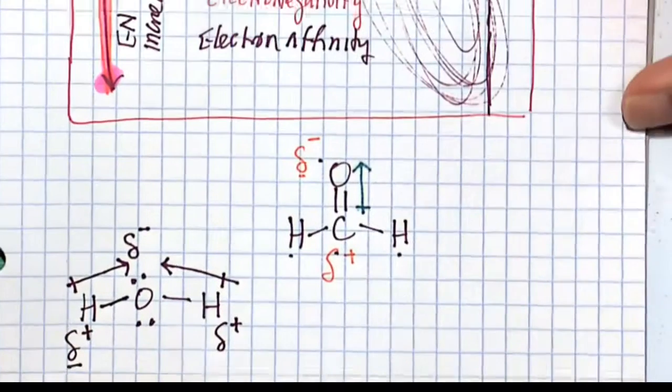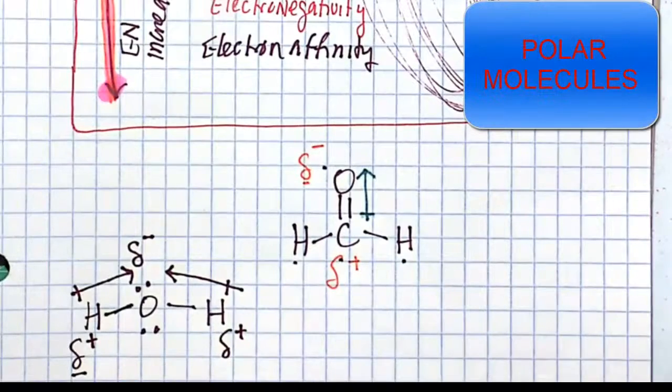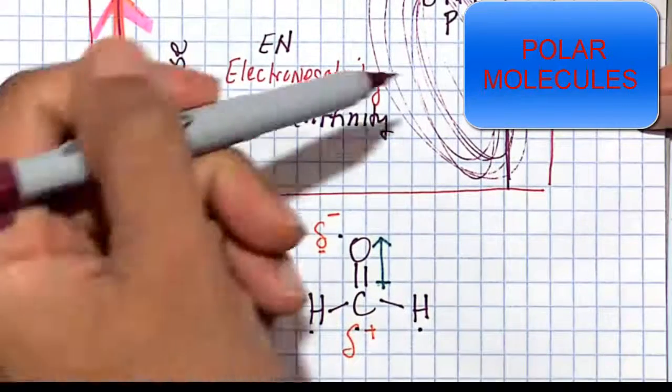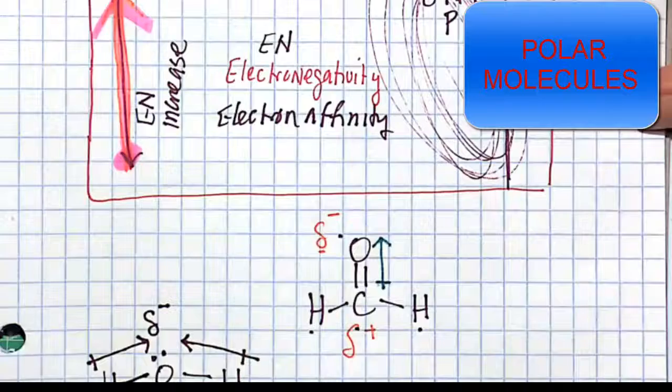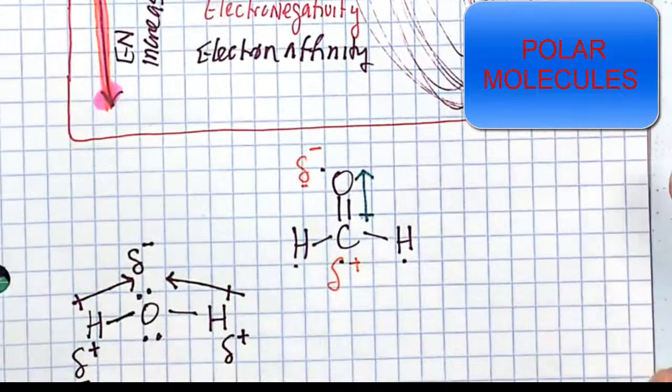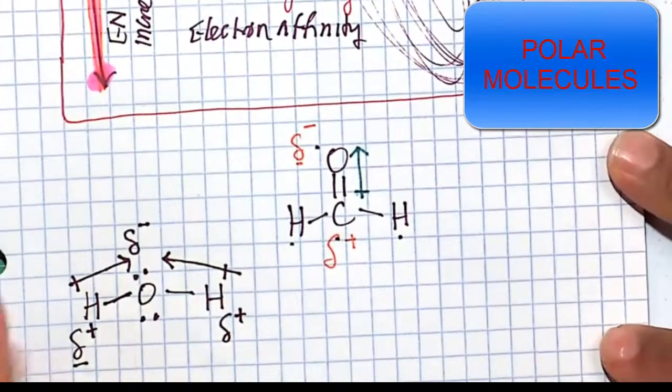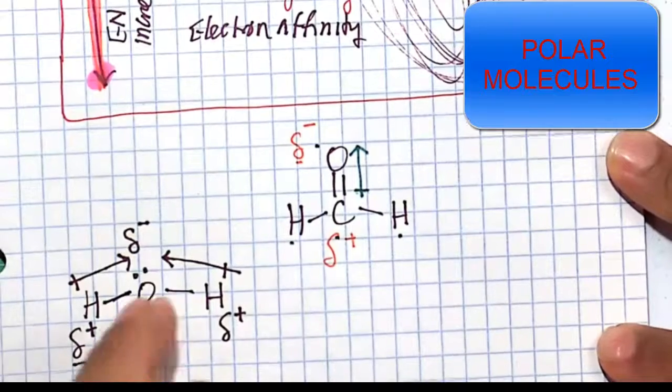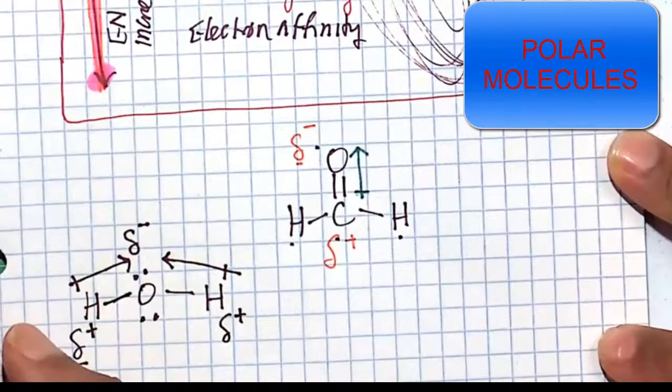The reason you have polar molecules is that oxygen has a larger electronegativity. You can see the trend here in the periodic table. Larger electronegativity means more of an electron pull, and that makes the molecule not neutral, but partial negative on one side and partial positive on the other side.